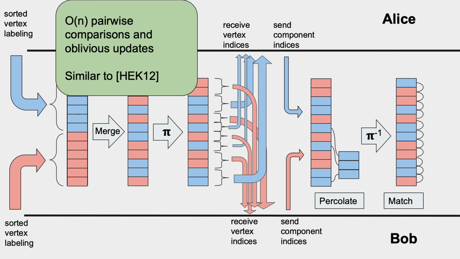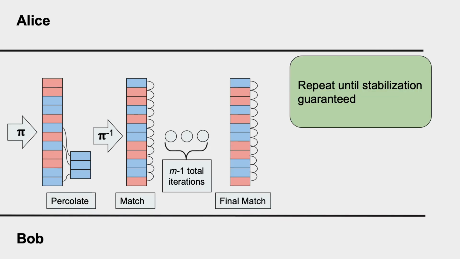Note that this part of the circuit, in particular the matching phase, is very similar to a technique used by Wang, Evans, and Katz in 2012 to perform private set intersection using garbled circuits. The circuit then simply iterates the Percolate-and-Match procedure m-1 times, permuting or inverse permuting at each step to go between percolation and matching stages. The circuit ends with a final matching stage.